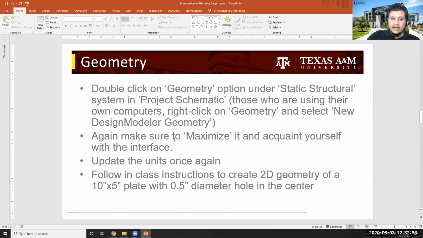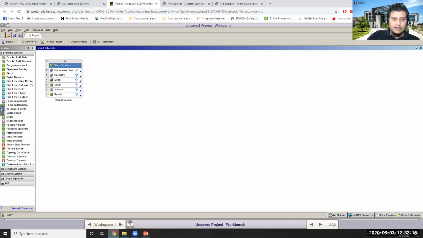Then again, I'll emphasize maximizing the window so that you see all the options, and update the units once again. We need to create a 2D geometry of a 10-inch by 5-inch plate with a 0.5-inch diameter hole in the center of it. So let's quickly go to the next step.